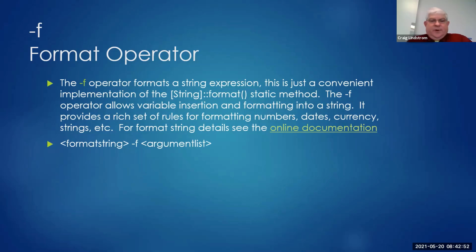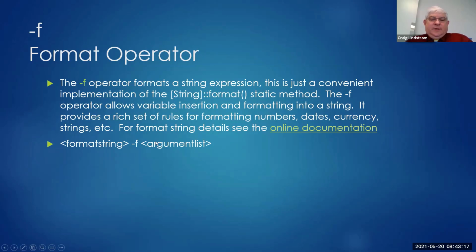Now, the way it works is you take a format string, so the string you want to look a certain way. We use the format operator, which is just -f. It's not dash format either, it's just -f. And then the argument list. This is an array of arguments that we want to insert into our formatted string.